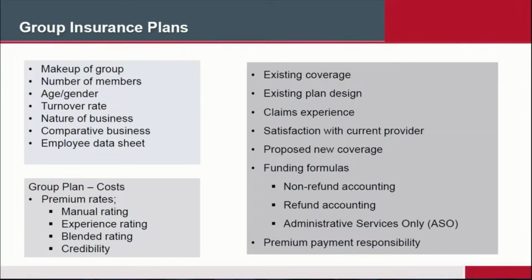So the premium payment responsibility, there are basically what they call contributory and non-contributory group insurance plans. Contributory plans basically is the employer and the employee essentially split the cost 50-50. Non-contributory plans is the employer pays everything. Okay, so basically an ASO is a non-contributory plan and that the employer pays everything. Whereas non-refund and refund accounting basically could be both. Some could be the employer pays everything, in other words, non-contributory, or they could be contributory where the employer and the employee basically split the cost 50-50. So it all depends, again, on the employer.